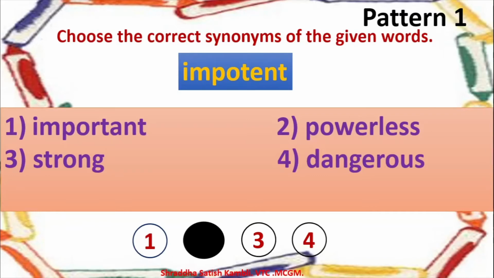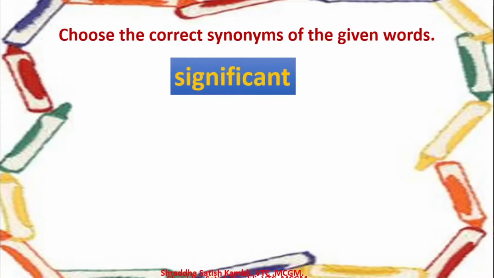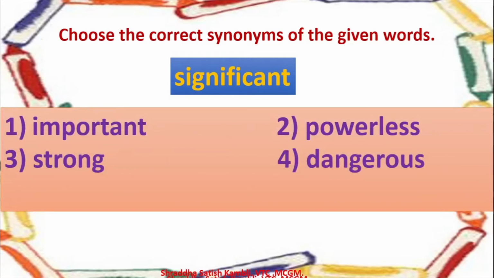Okay, so let us go to one more example. So choose the correct synonyms of the given words. So you have the word significant. Significant. So let's see the 4 options. So again you have important, you have powerless, you have strong and dangerous. The same words which were there as options for the previous answer.